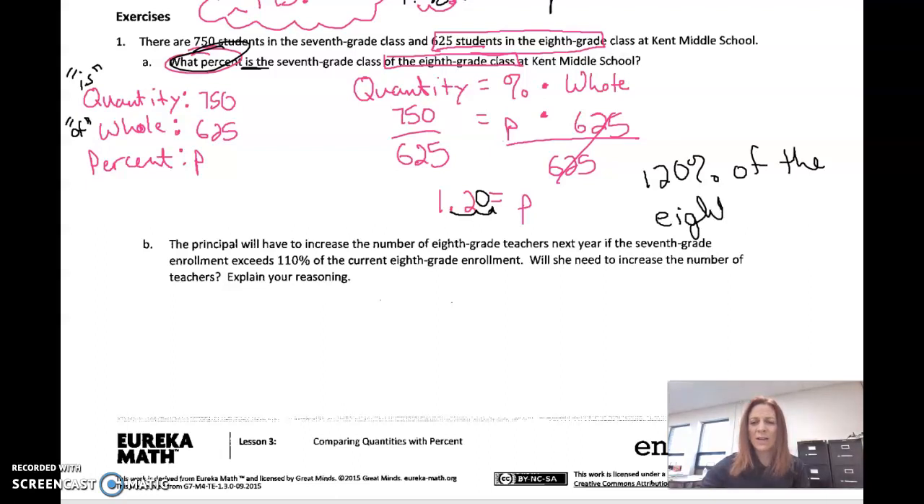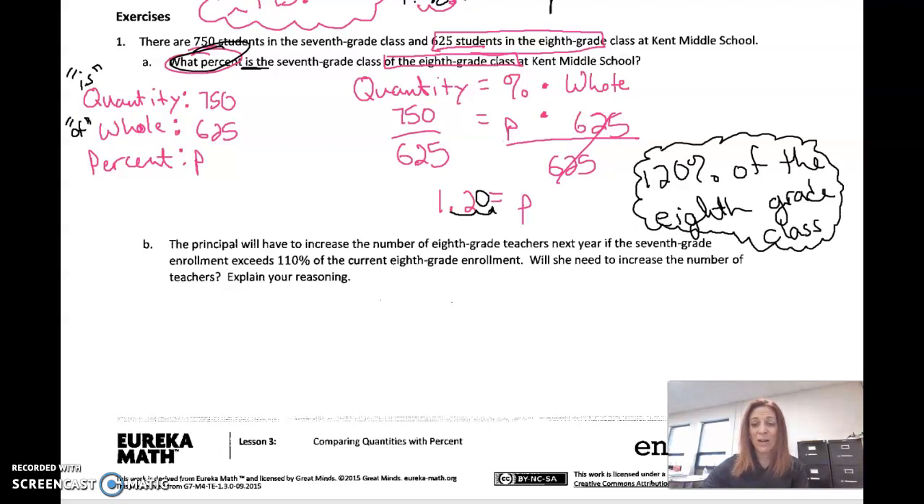Now, make sure your answers make sense, because what class has more kids in it, 7th or 8th? Well, that's easy, right? The 7th grade does. 750 is more than 625. So it should be more than 100%. Think of that 125 example we did to start. If it's more than what you got, more than the total, it should be more than 100%.